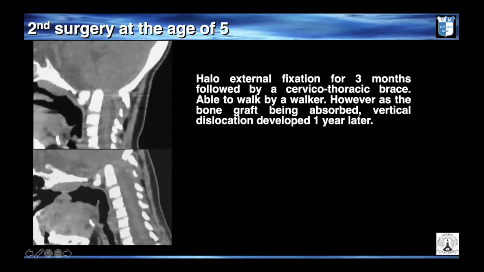In this special case, what happened in the next year is, the patient was placed in halo external fixation for 3 months, followed by a cervical thoracic brace, and became able to walk with the walker. And the bone graft was absorbed in this process, and vertebral dislocation developed 9 years later.